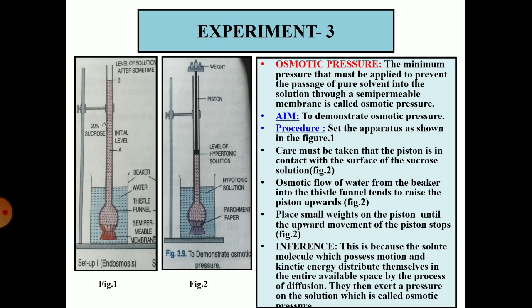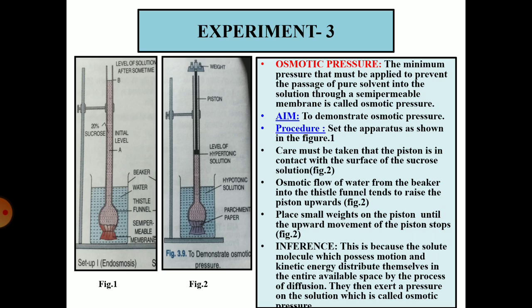In this experiment, we are going to demonstrate this pressure. In the first setup, we have the thistle funnel, which has 20% sucrose solution in it, and it is placed in a beaker containing pure water. And you will see that water starts entering into this thistle funnel, and the level of water rises. After a period of time, even though the concentration of water on both sides of the cellophane paper is not the same, the entry of water stops.